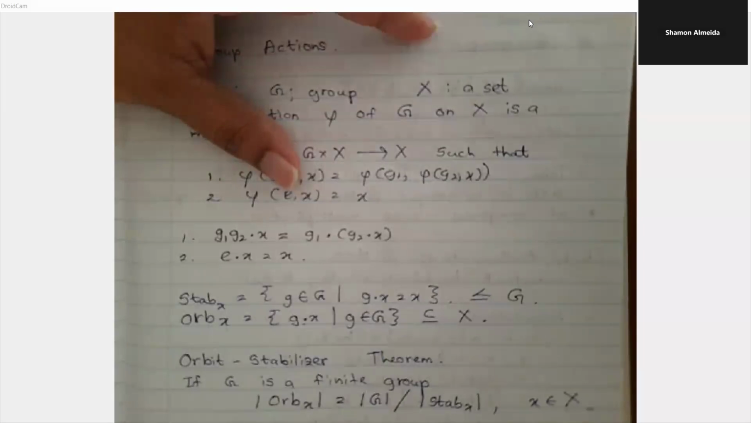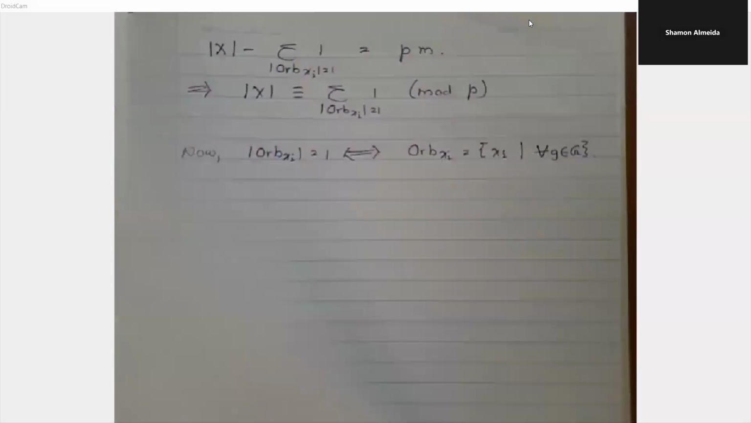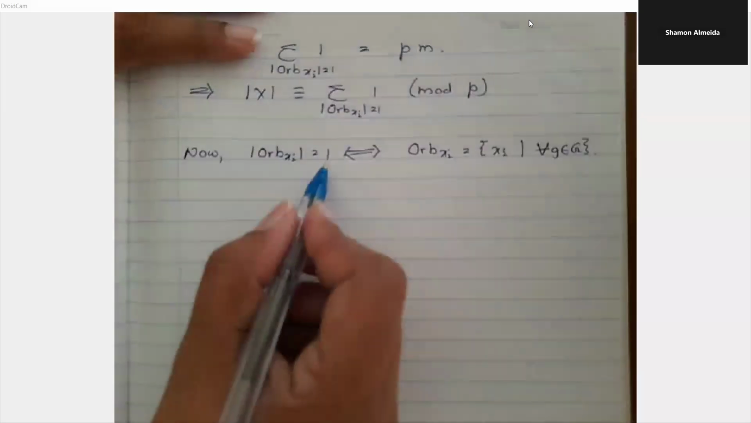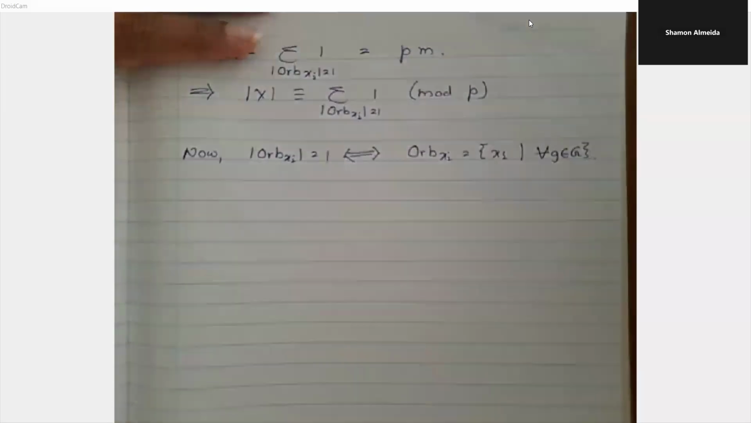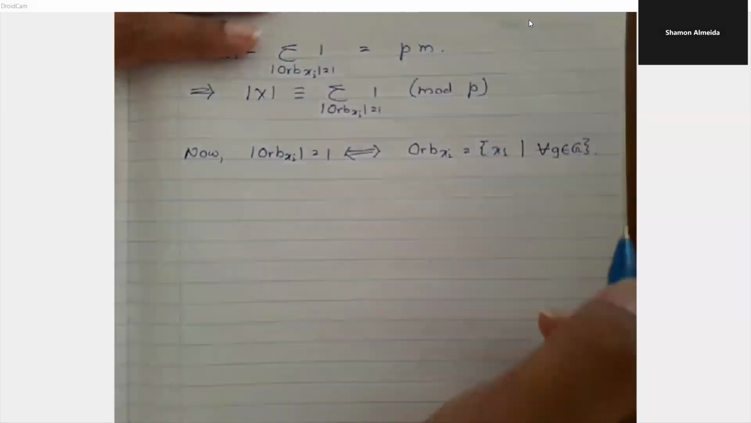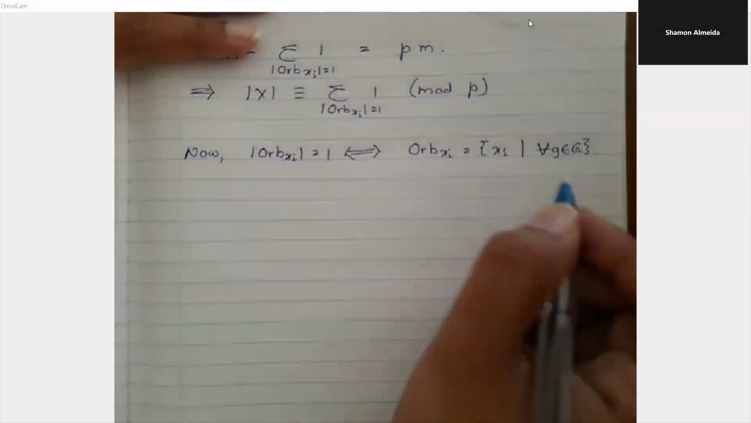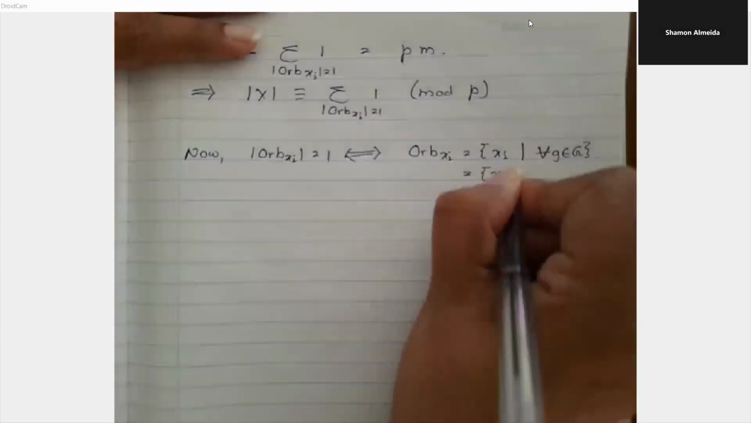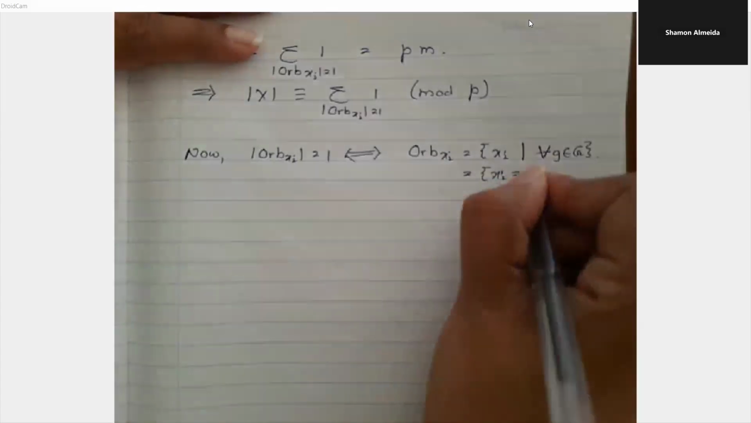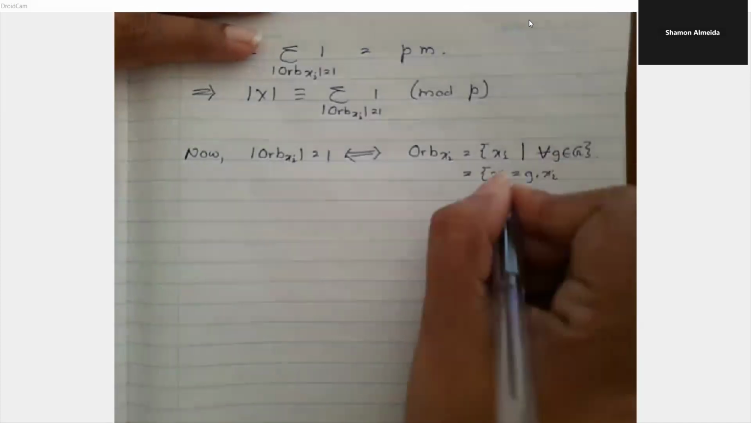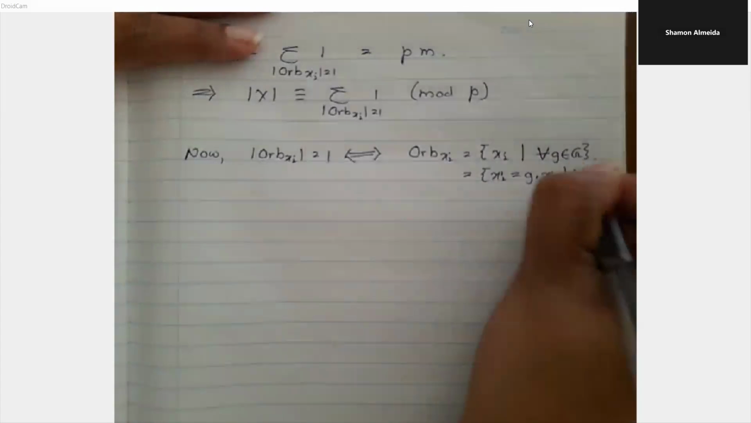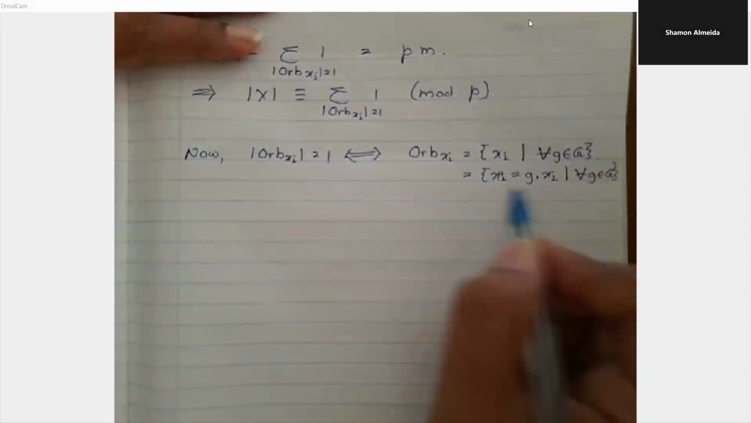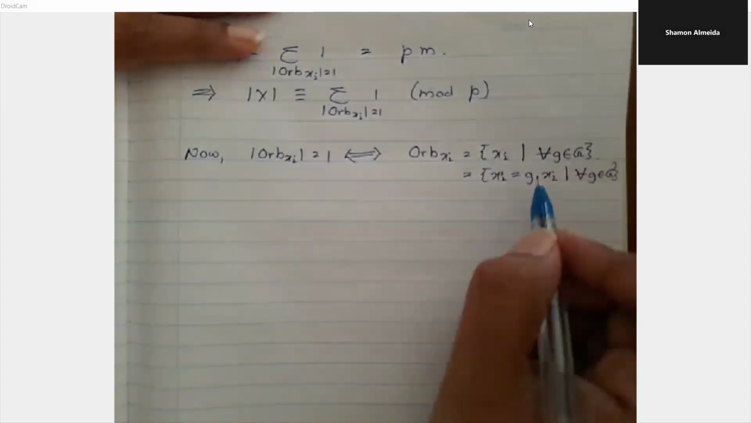So x is always an element in its orbit, right? And if the order of the given orbit is 1, we surely have that one element to be the corresponding xi, right? That means, by definition, xi must equal g dot xi, because this is the only element now in the set, for all g in G. Now, this xi is equal to g dot xi for every g.